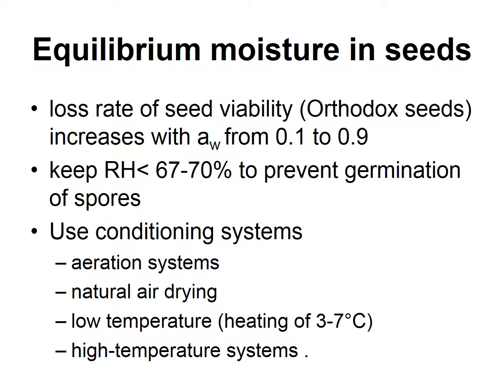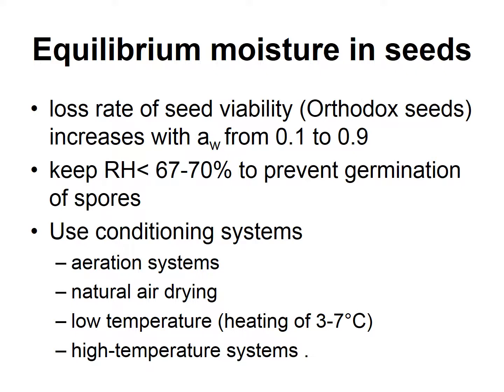Seeds might lose viability, and this loss of viability is proportional to the water activity, in other words, to the relative humidity outside. This loss of viability is proportional in the range from 0.1 to 0.9, from relative humidities of 10 and 90%. In general, the rule is to keep relative humidity between 67 and 70%, below those values to prevent germination of spores of fungi.